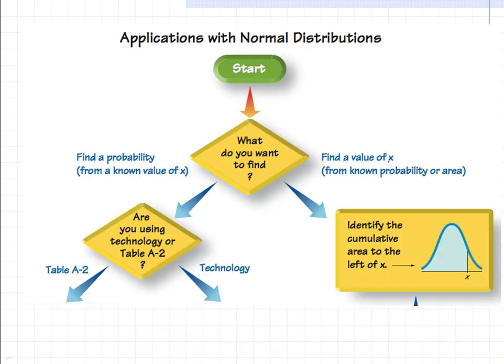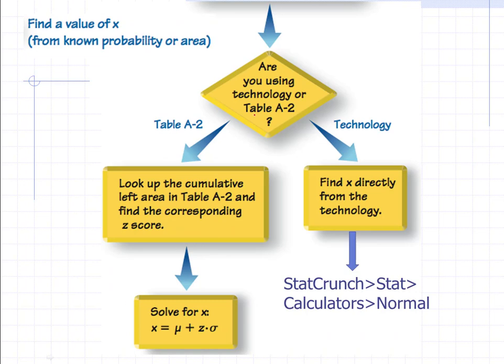If we want to find the value of x from the probability or area, we have to decide what's the area to the left, and then we take it again to the table or to technology. If we look at the table, we're going to look up that area in the body of the table, and then we can unstandardize our score to find that x that we're interested in. Again, if we're going to use the technology, we'll go to StatCrunch, Stat, Calculators, Normal.